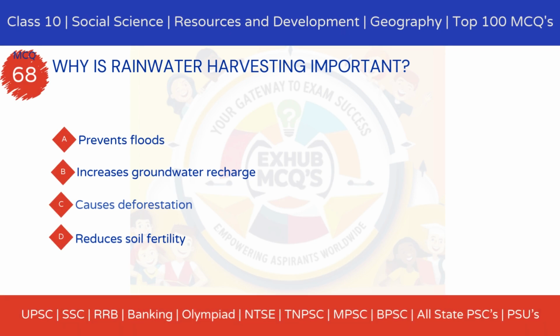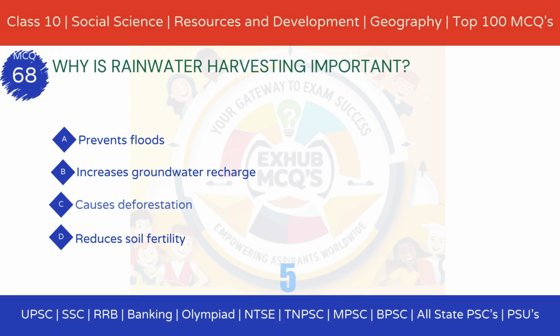MCQ 68. Why is rainwater harvesting important? Option A, prevents floods. Option B, increases groundwater recharge. Option C, causes deforestation. Option D, reduces soil fertility.